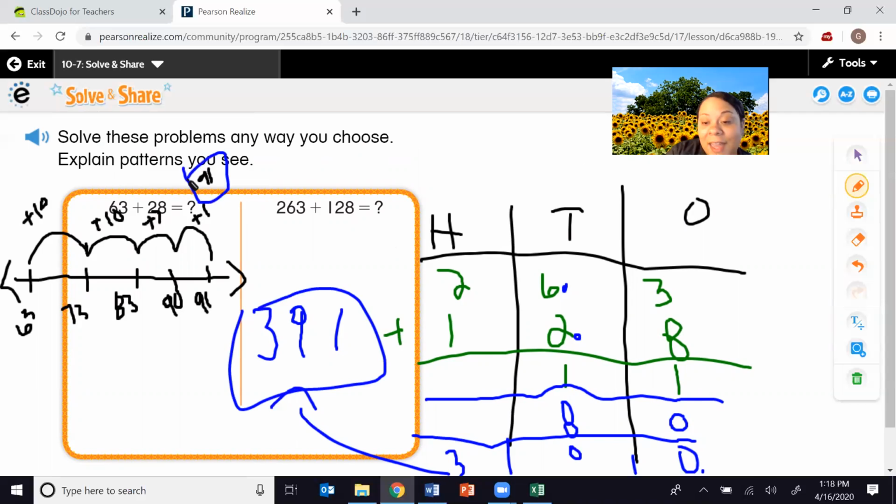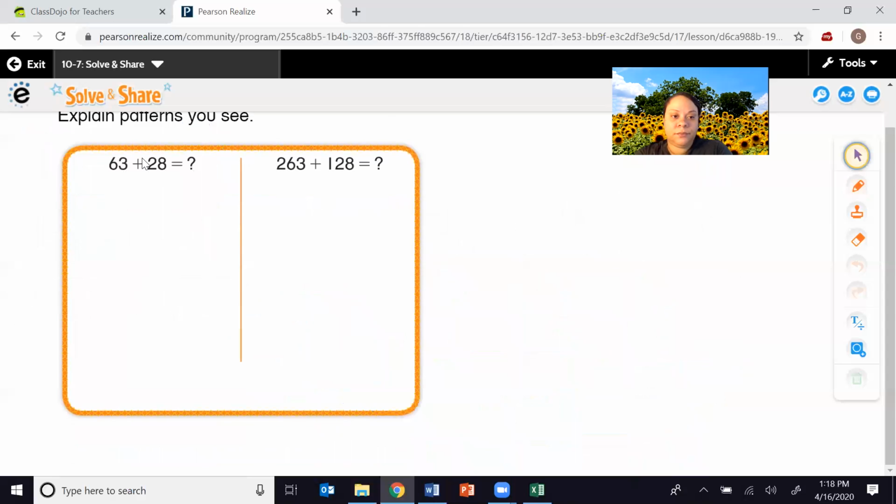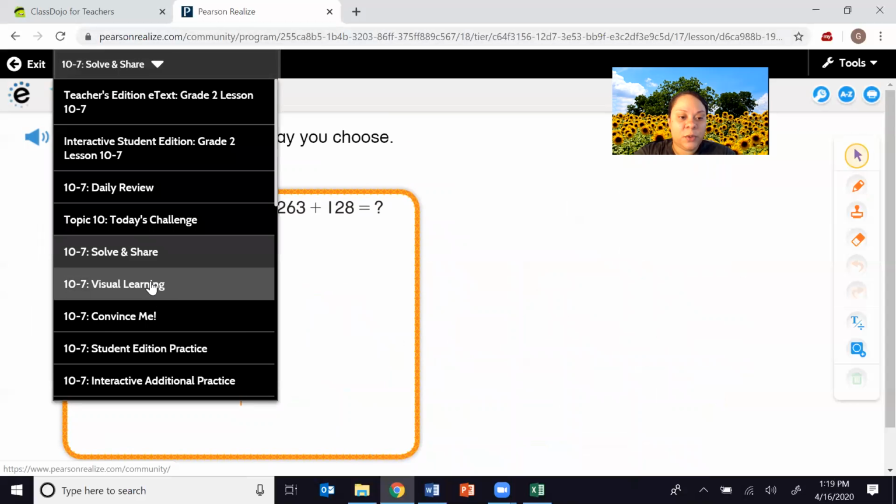here? Right. So their tens and ones are the same. The only difference is this number has a number in the hundreds place, but this number does not. So today we're going to keep talking about those interesting patterns we see in different types of equations, how they're similar and yet how they are the same. So just remember, always start with your ones place in these types of strategies, okay? So that is the solve and share. And we're going to go ahead and go into our visual learning for today.